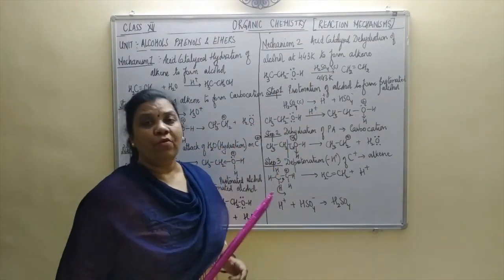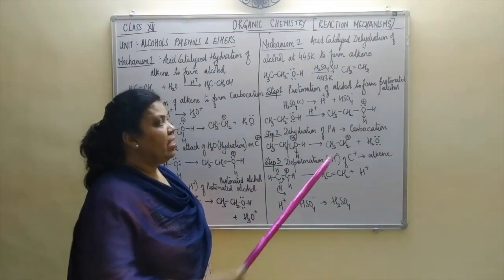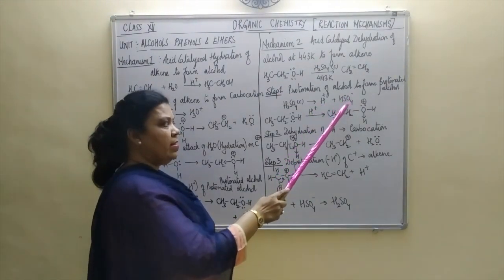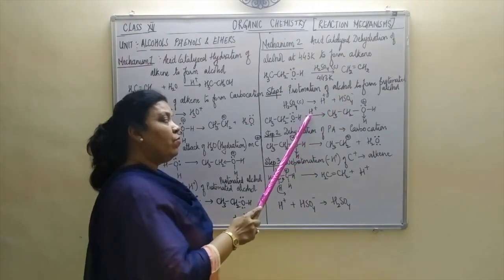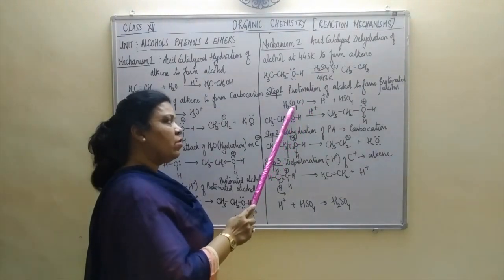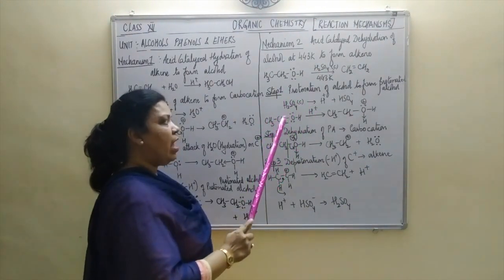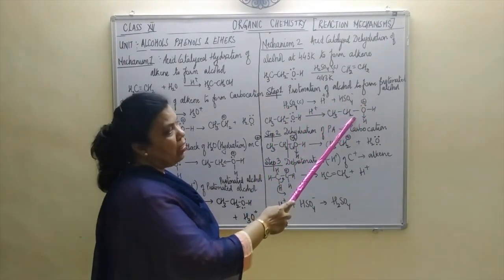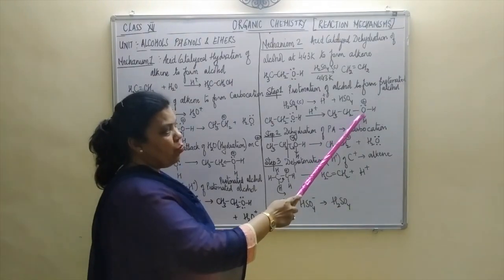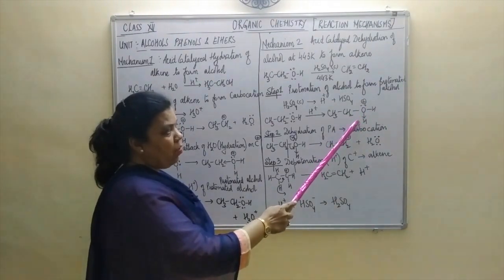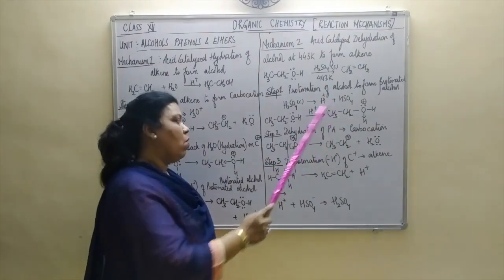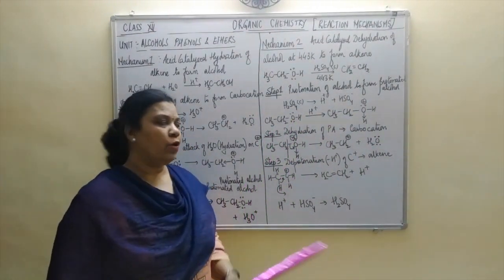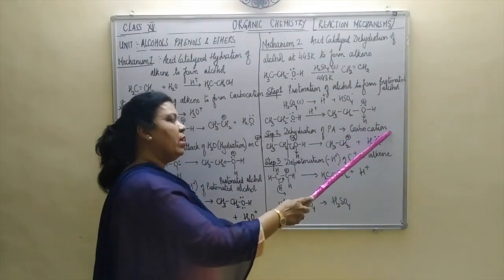H2SO4, which we have taken, breaks to release H plus ion, that is proton, along with HSO4 minus ion. This proton, which is released as a result of breaking of H2SO4, attacks the alcohol, resulting in its protonation, forming protonated alcohol. Extra proton is attached on the alcohol, forming protonated alcohol. Step 2 involves the dehydration of the protonated alcohol to form the intermediate species carbocation.